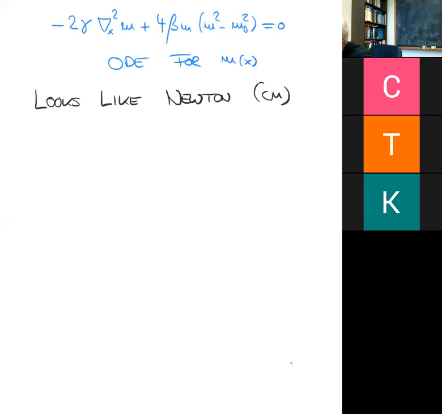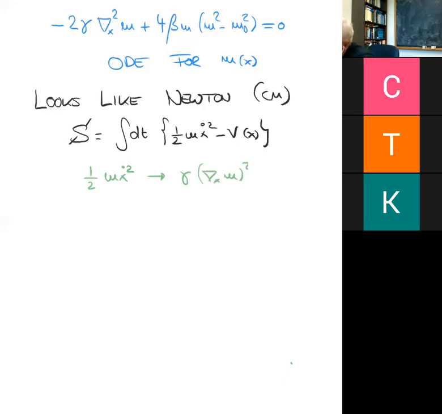So it looks like classical mechanics. And how do you see that? In classical mechanics, we had an action principle where we found Newton's equation by minimizing an action functional, and the action functional was an integral over time of the Lagrange function, and the Lagrange function was a half m x dot squared minus some kind of potential V of x. Now you can see the analogy to what Landau's free energy functional looks like. The thing that in classical mechanics is m x dot squared is now gamma times gradient x m squared. And the thing that in classical mechanics was minus V of x is now plus beta times m squared minus m naught squared, squared.